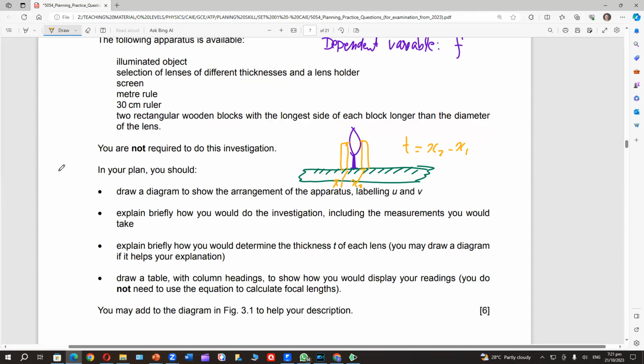So we have defined in the paper when you are going to solve this question in school, it is also part of the midterm design question ATP. You have to read these bullet points 2-3 times so that you do not miss anything. He says, draw a diagram to show the arrangement of the apparatus labeling U and V.